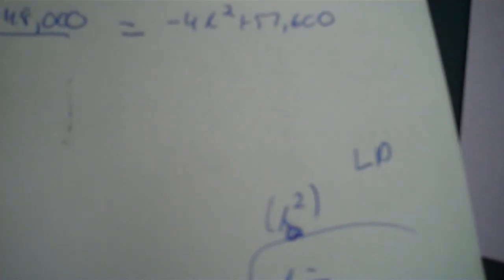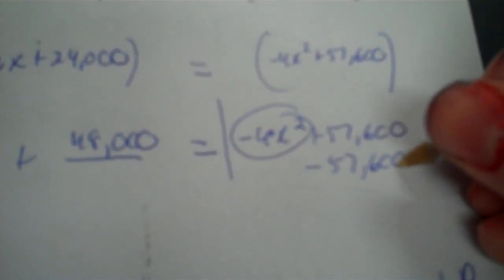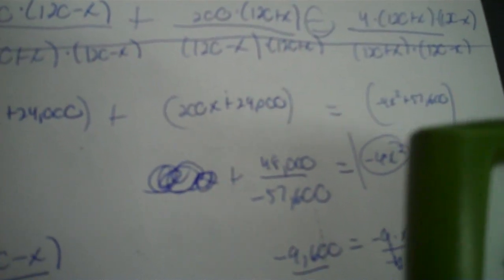So I'm using linear properties just like I would if there's just x, but then I have to apply a square root at the end to get rid of the second power. So we have a times and a plus. So we minus 57,600. It's going to be negative 9,600, and that's going to be negative 4 times x squared. So then we divide by negative 4. You take negative 9,600 divided by negative 4, which is 2,400. Now you apply the square root.